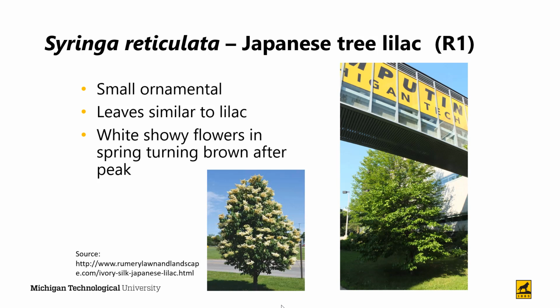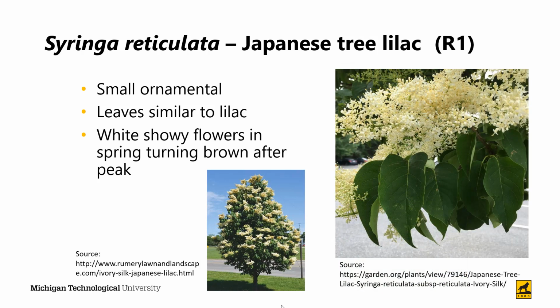Turning northward between the library and Recce Hall, we find a pair of small Japanese tree lilacs. Not native to Michigan, you're most likely to find these trees in maintained landscapes. The leaves are very similar in shape to the familiar native lilac, somewhat heart-shaped with smooth edges, but alternate in arrangement, unlike the opposite arrangement of lilac. Clusters of white showy flowers appear in the spring that turn to brown as the seeds develop.